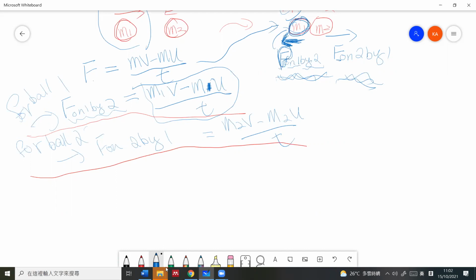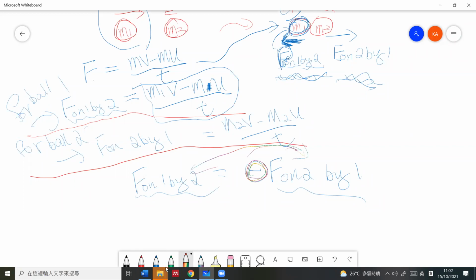pairs, right? They are action and reaction pairs. So force on 1 by 2 equals to negative force on 2 by 1. Okay, so they are action and reaction pairs. So they will have opposite directions, but same magnitude. And that's why we can write down this equation. Are you okay with that?